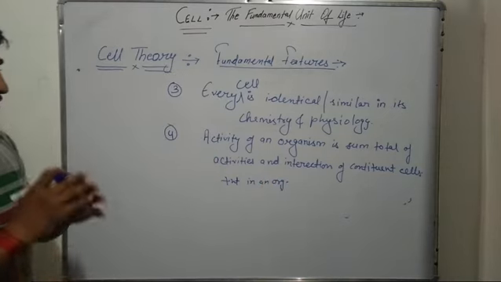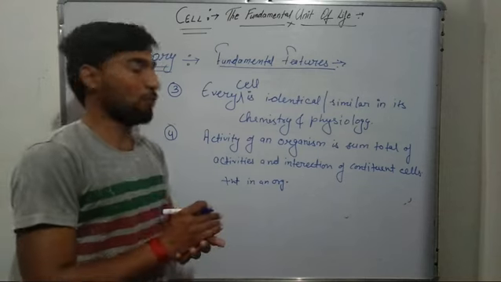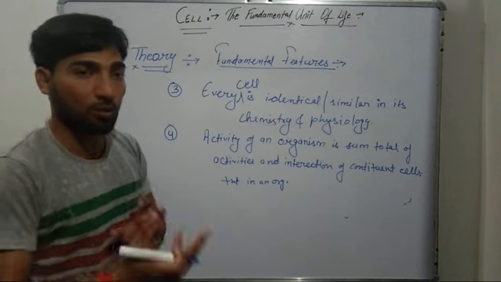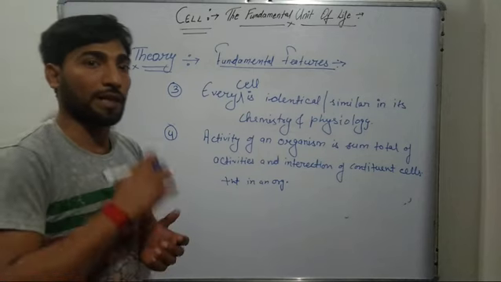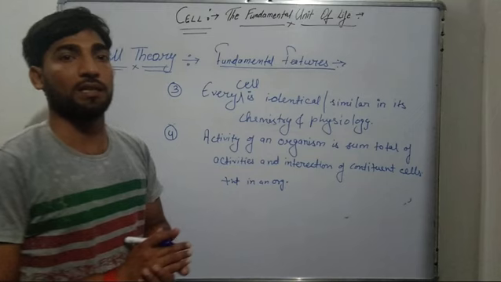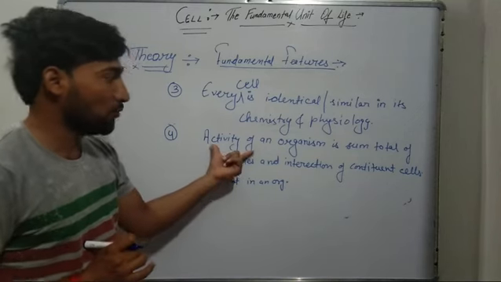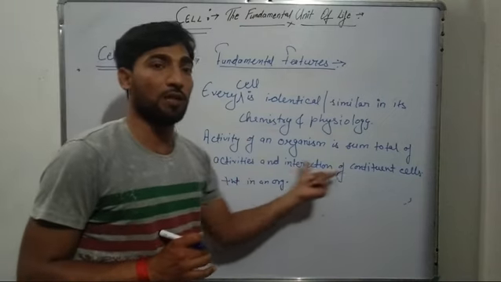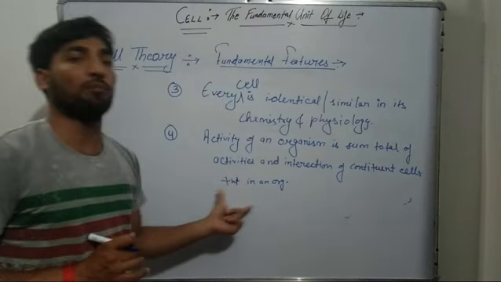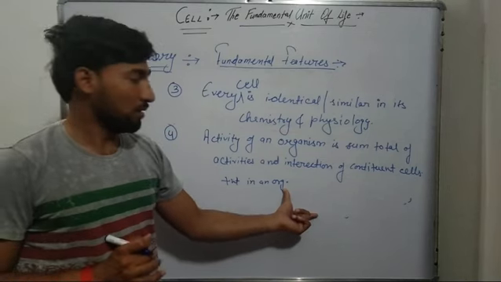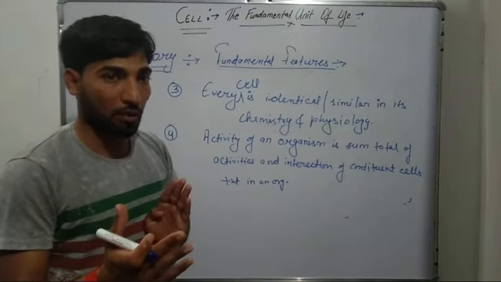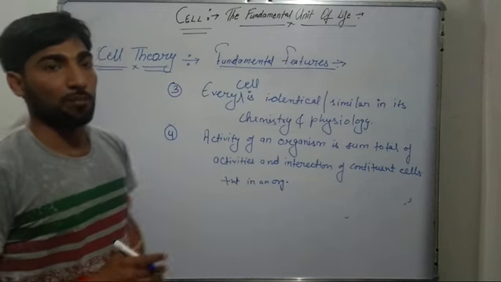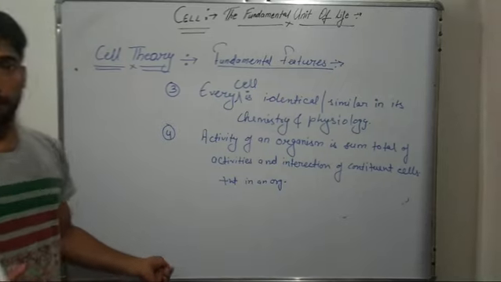That means any function that is carried out by an organism is due to the different functions, or the sum total of the functions, that are carried out by the cells present in the body of that organism. So the activity of an organism is the sum total of activities and the interactions of the constituent cells present in the body of an organism. That is, any function carried out by an organism is due to the functions carried out by the cells present in its body.